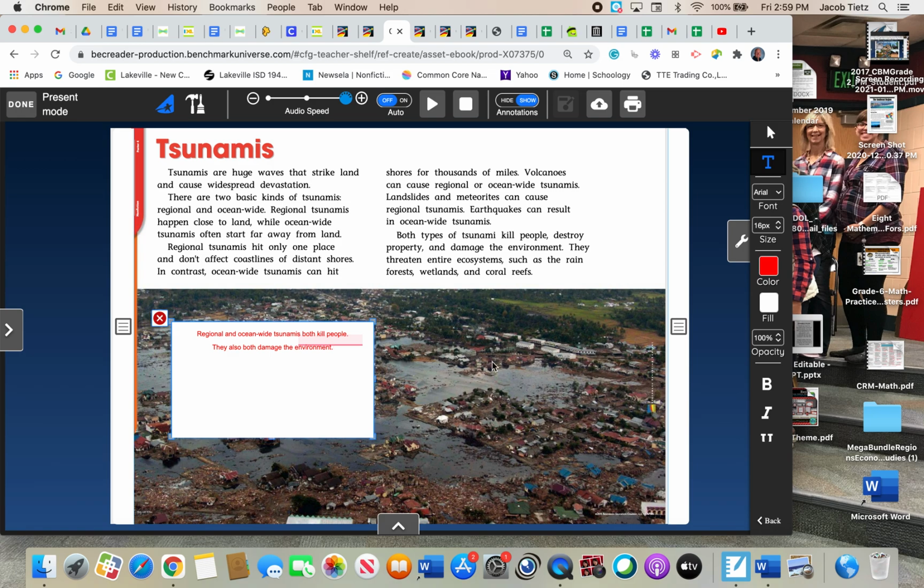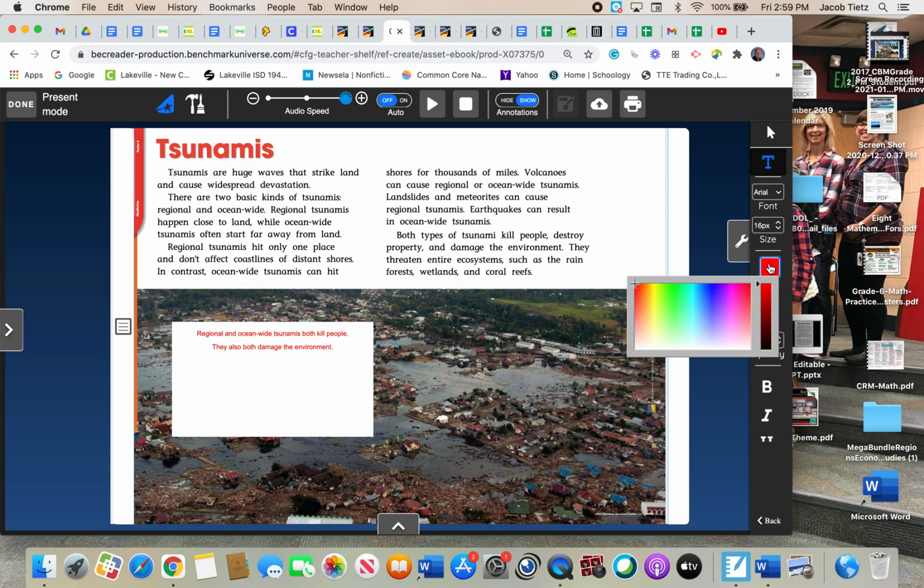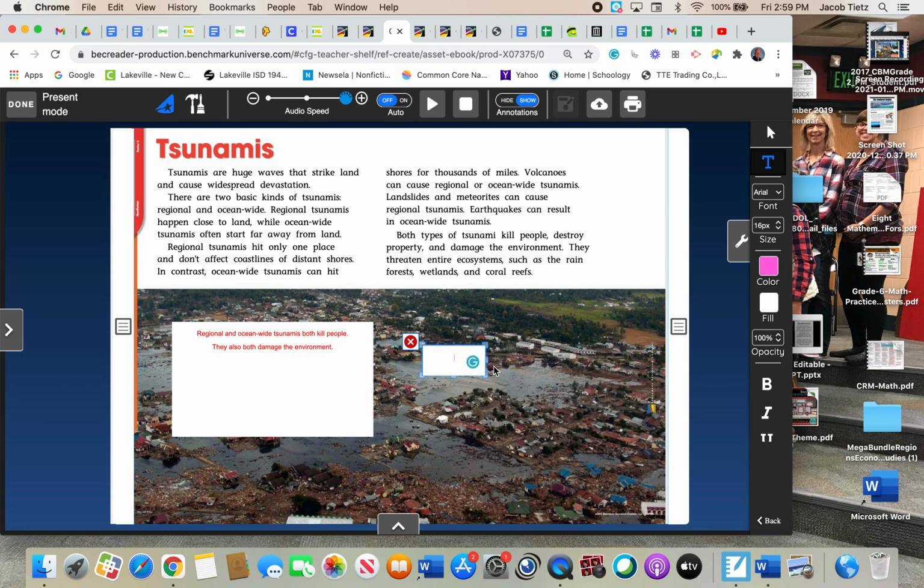Okay, so now let's go over and let's do another text box here. And let's do a different color. Let's do pink. Why not? Because we can. All right, so wouldn't be the same if I got it to work the first time, would it, fourth graders?